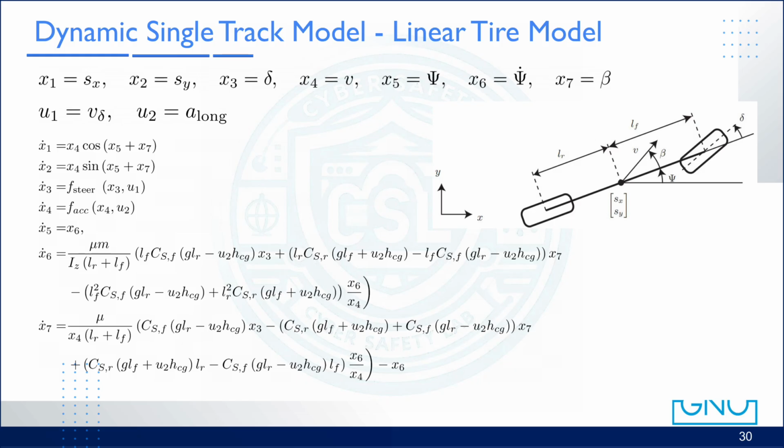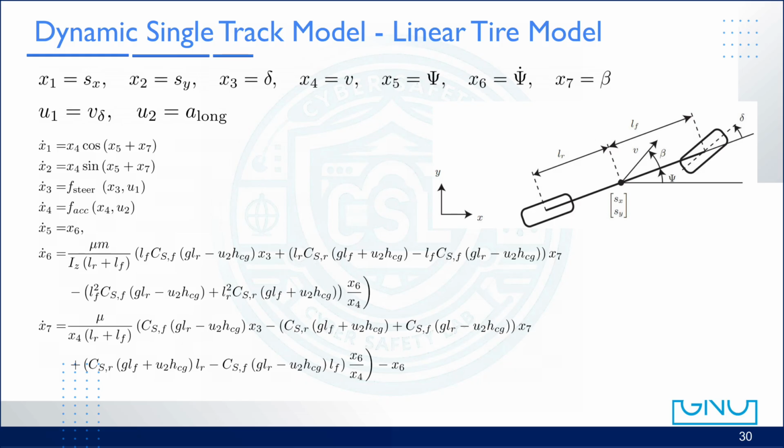Next, let's examine x7, the side slip angle beta. This describes the angular difference between the direction of travel and the vehicle's heading. It changes due to two effects, the yaw rotation and the lateral tire forces. When the car yaws, the body direction changes faster than the motion direction. This alters beta. At the same time, lateral tire forces push the vehicle sideways, which can either increase or decrease beta depending on their direction.